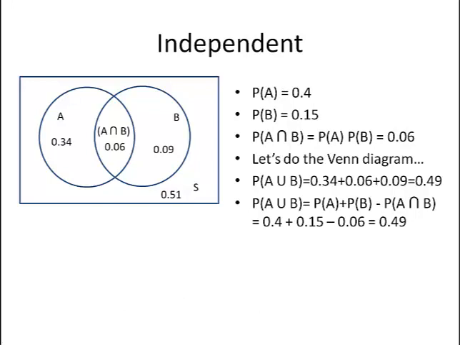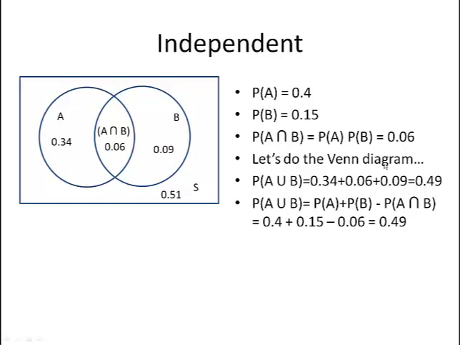Now, what about if they're independent? Well, if two events are independent, then you can take the probabilities associated with both events, multiply them together, and get a new value which tells you the probability of both events happening. So in this case, the probability of A times the probability of B will give us the probability of A intersected with B. And in this case, it's 0.06.